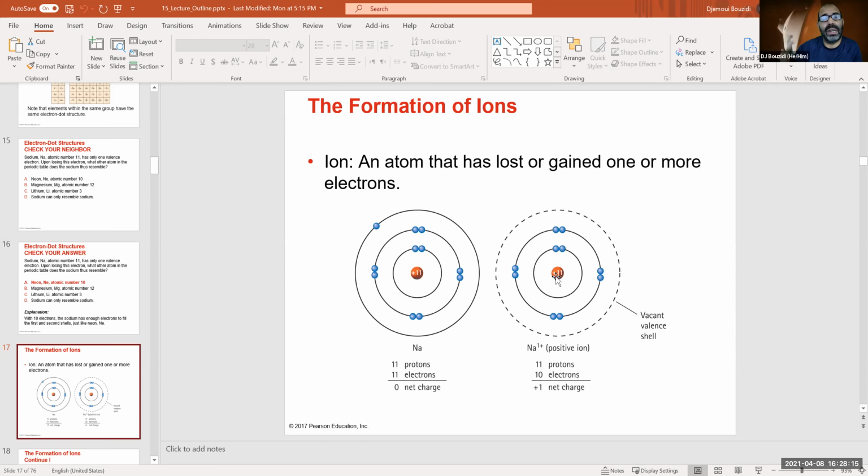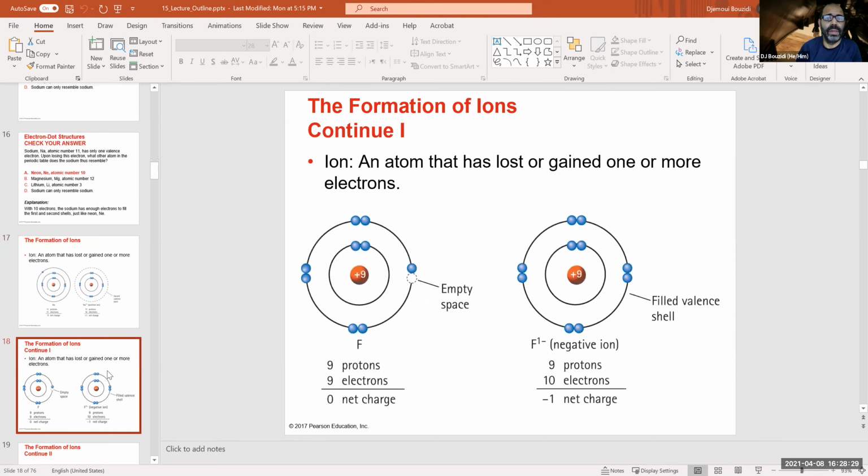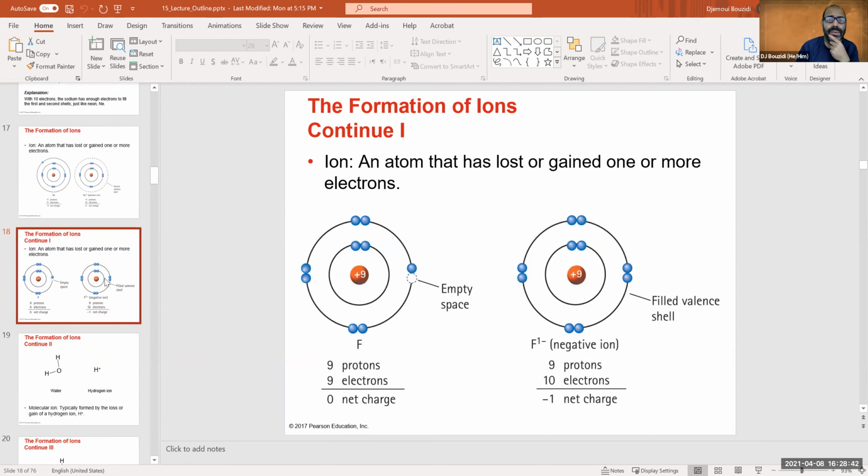So you still have a positive 11 charges, in other words, inside the nucleus. But for some reason, you lost this electron. Now you have a net of only 10 electrons. So the whole thing is positively charged in this case because it lost. On the other hand, this guy has an empty space. Okay, what is this one? This one is a fluorine or chlorine, one of the two.